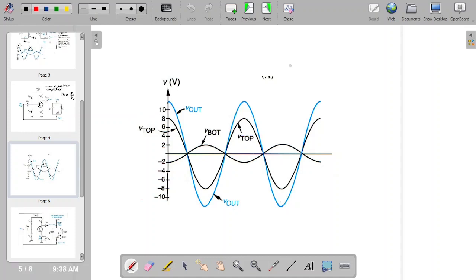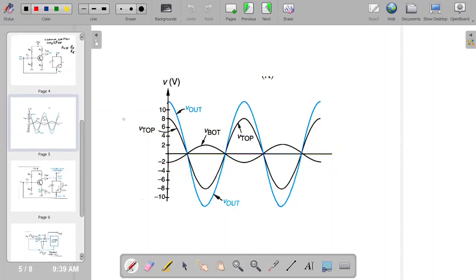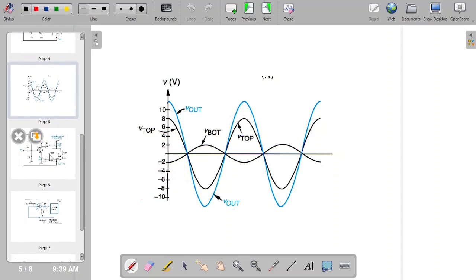Okay, so V-out is 180 degrees out of phase with V-bot, the input to the amplifier, which is also the bottom of the LC tank. Okay, so now we have seen that V-out is an amplification of V-bot. So now what happens is that you have to connect the V-out to the top of the LC tank circuit.